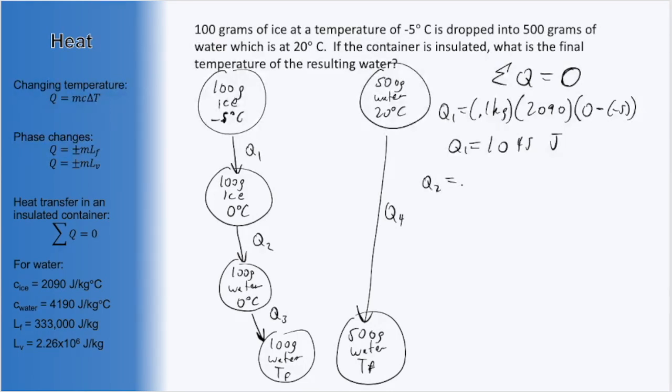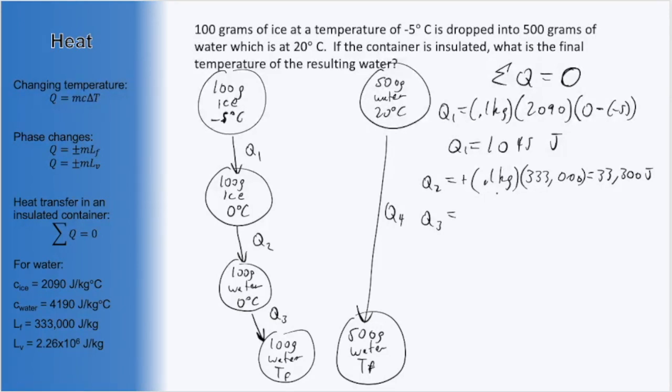For Q2, that is a phase change. The ice is melting, so I will want to use a positive times the mass, which is still 0.1 kilograms. Now, since it is melting, I want to use the latent heat of fusion, which for water will be 333,000. And doing this calculation gives me 33,300 joules.